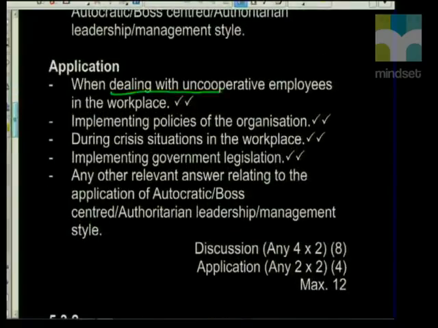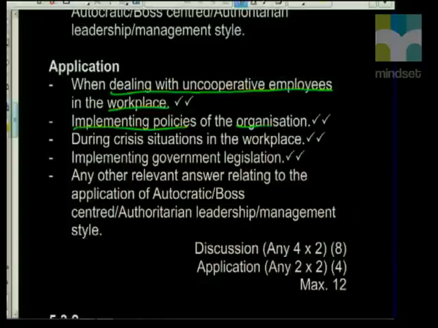So when dealing with uncooperative employees in the workplace, that is when you'll use the autocratic style, when people aren't cooperating, when things aren't working smoothly, and it's at the end of the day affecting the business. Next, when implementing policies of the organization. So when implementing a policy, it's not about anything else except that this is the business policy and this is what needs to be done. It's not really a discussion situation, and that's where autocratic will be effective. So that's a good example.